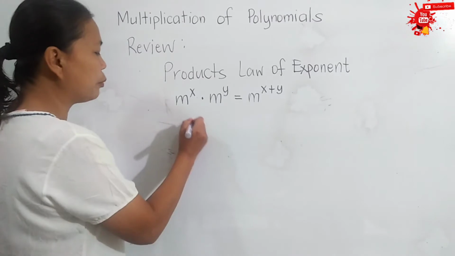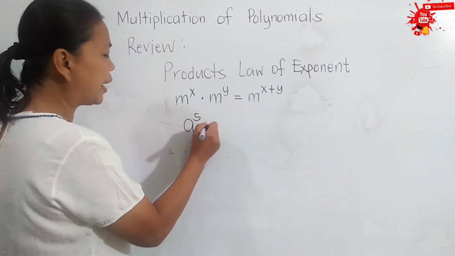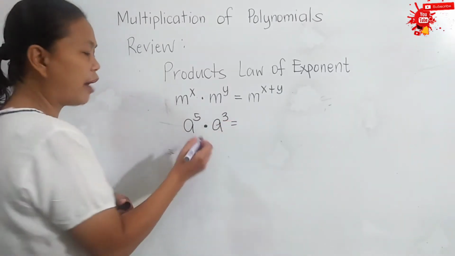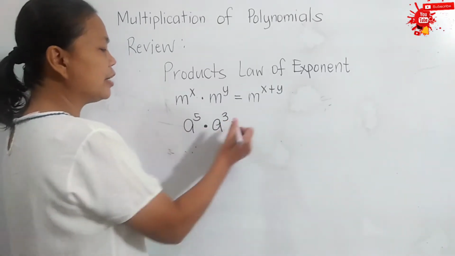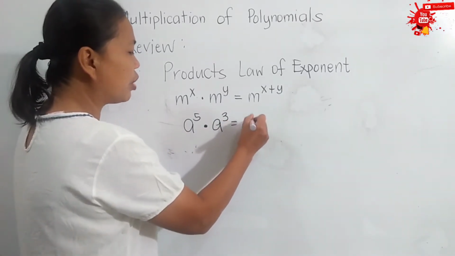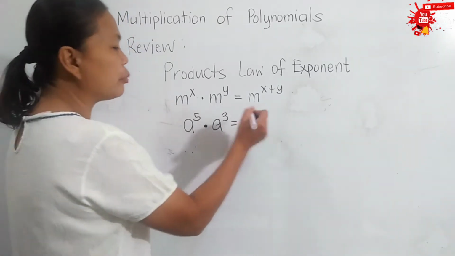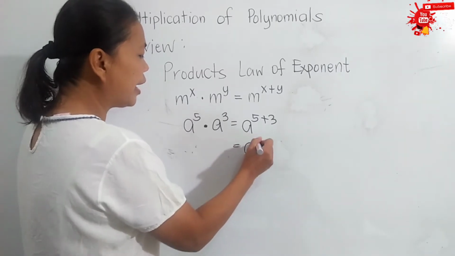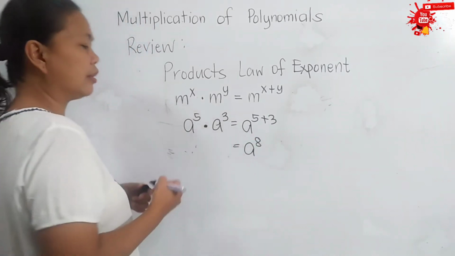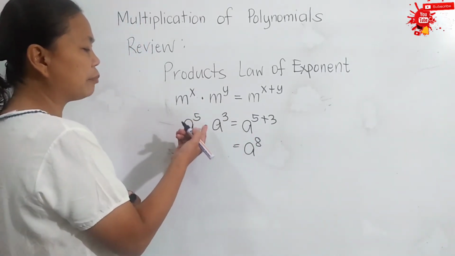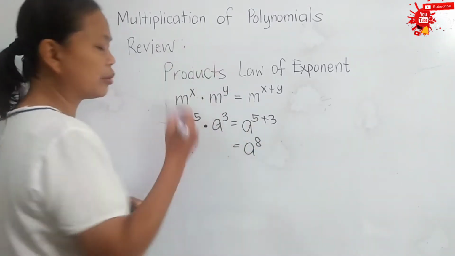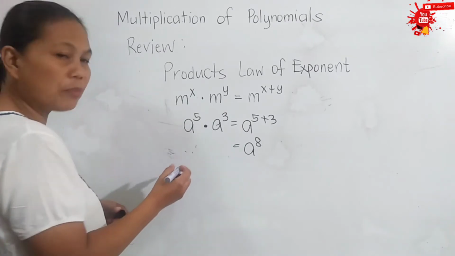For example, if we have a raised to 5 times a raised to 3, we have the same base, which is a. So we simply add their corresponding exponents. It becomes a raised to 5 plus 3, so we come up with a raised to 8. So a raised to 5 times a cubed is equal to a raised to 8.